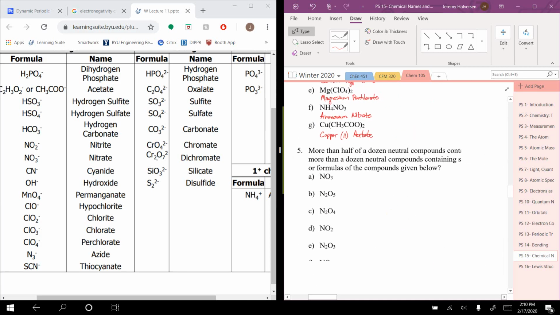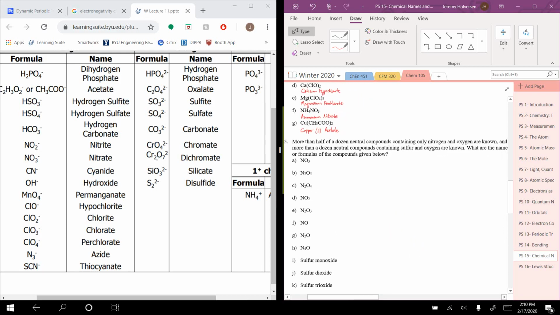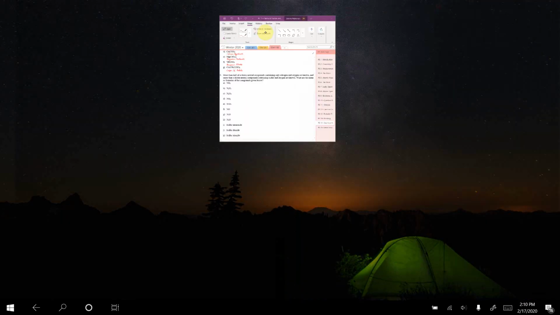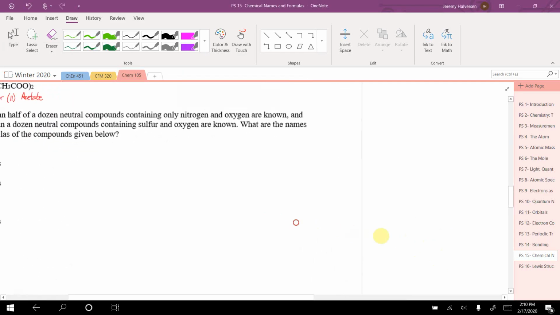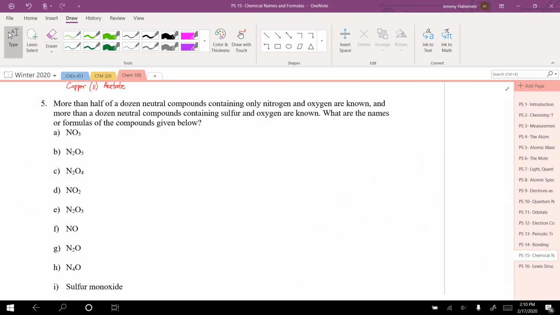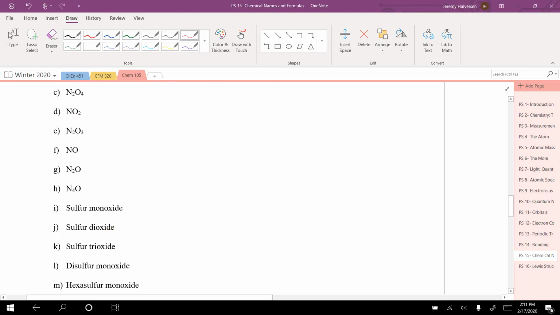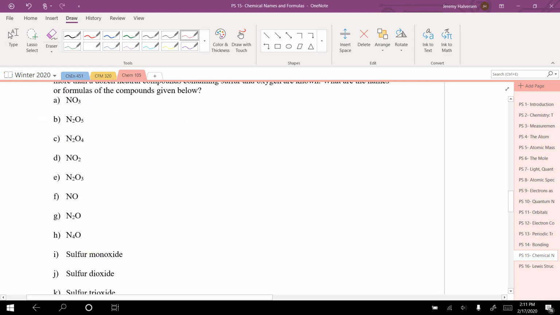All right. More than half a dozen neutral compounds containing only nitrogen and oxygen are known, and more than half a dozen neutral compounds containing sulfur and oxygen are known. What are the names or formulas of the compounds? They give us the formulas, so we're going to give the names. Hopefully you recognize these are covalent compounds because nitrogen and oxygen are both nonmetals. Sulfur and oxygen are both nonmetals. Oh, that's why it says or formulas, because we'll get the formulas down here.